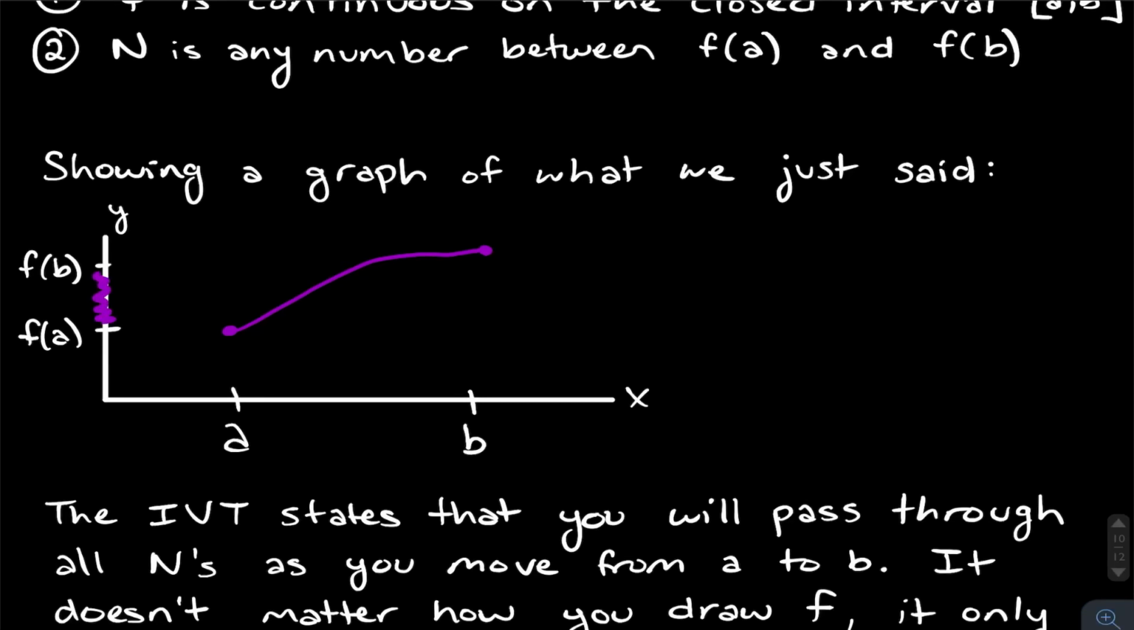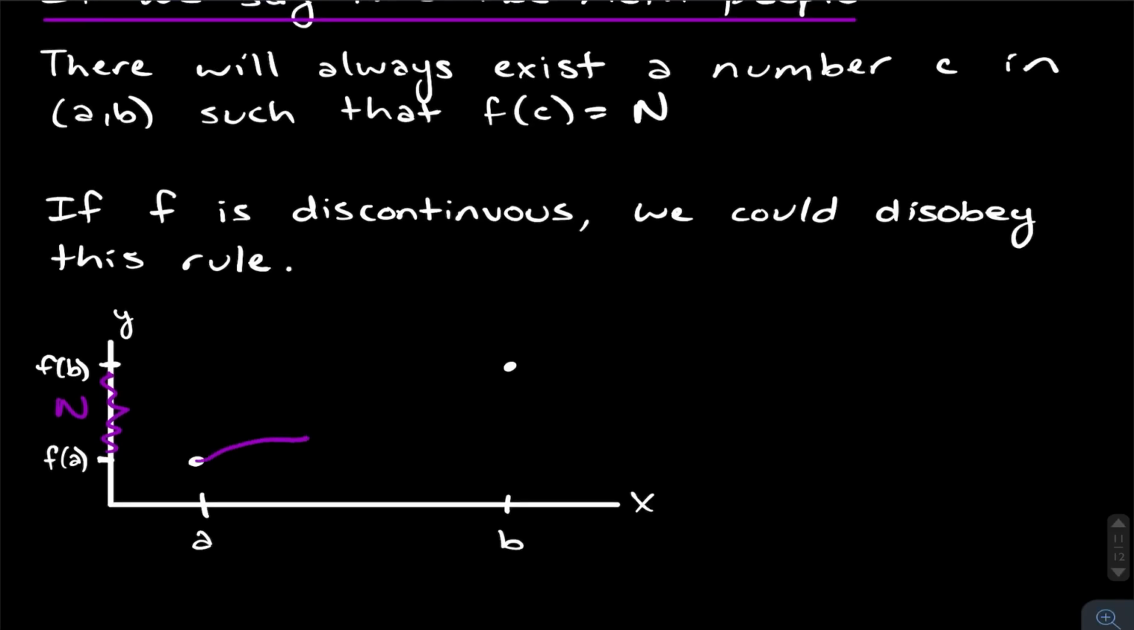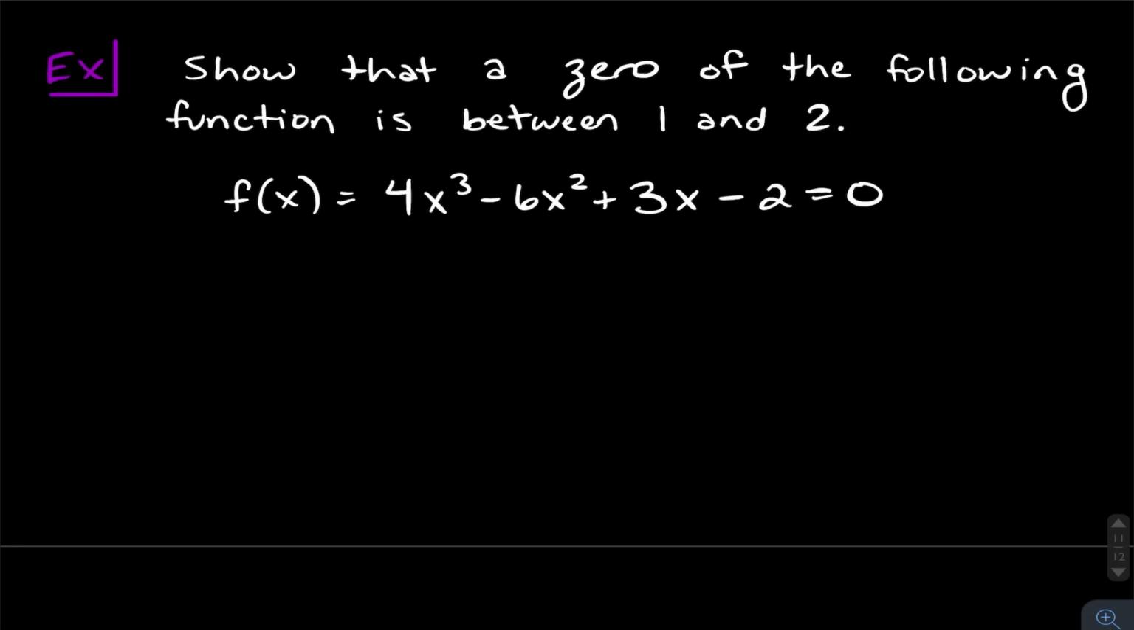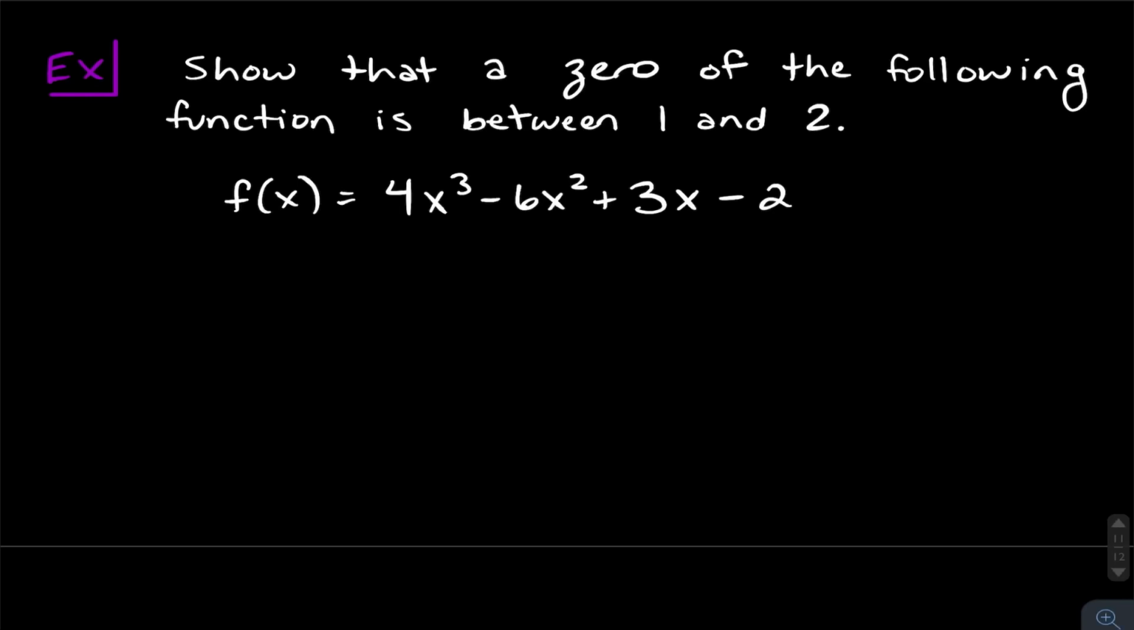Awesome. And I'll leave that as it was before. And I did say if f is discontinuous, we could break this rule. An example of that would be a piecewise function with a jump. So I do have one example for us to go through here, and that's to show that a zero of the following function is between x equals 1 and x equals 2. So we have a polynomial here, and I shouldn't have this equals 0 there. If you understand the intermediate value theorem, this problem should be really nice, and even if you don't understand it fully, this problem will really help you too.